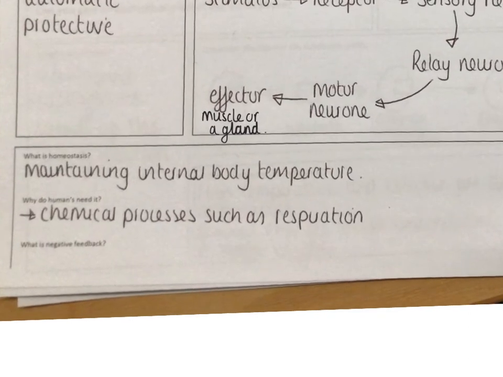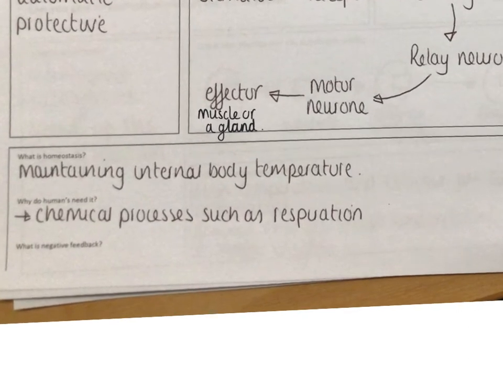What is homeostasis? It's maintaining internal body temperature. Why do humans need it? For chemical processes such as respiration. A lot of the processes in our bodies require enzymes, and enzymes like optimum temperatures. We can't go too high or too low, because it will denature our enzymes.